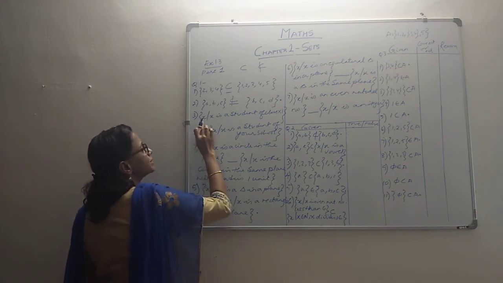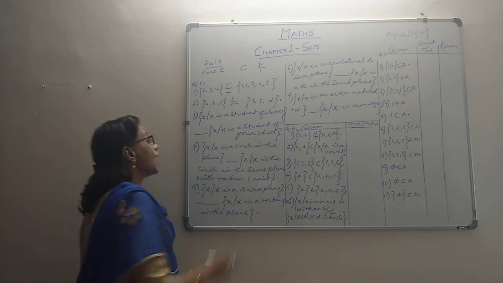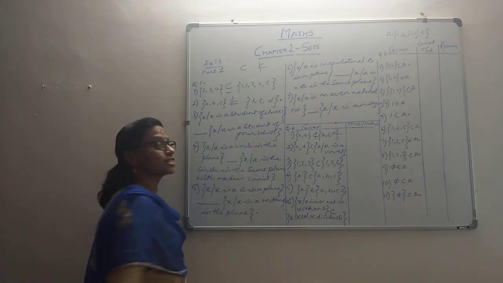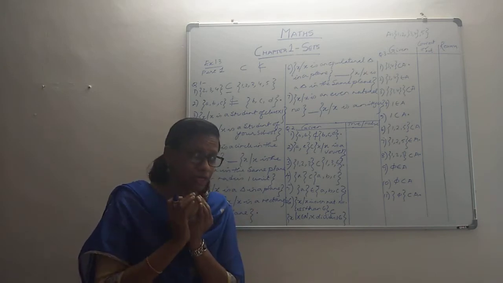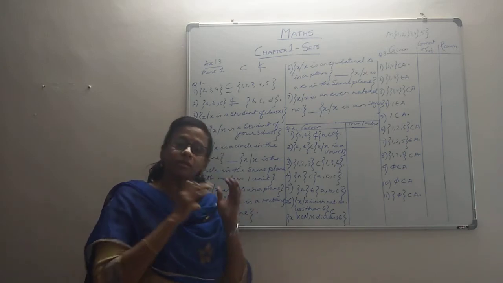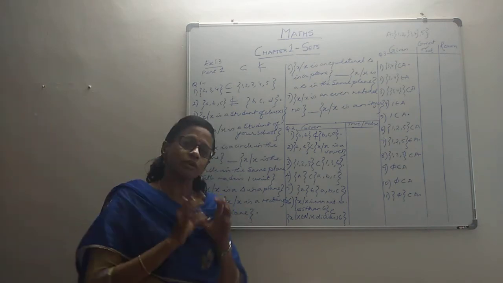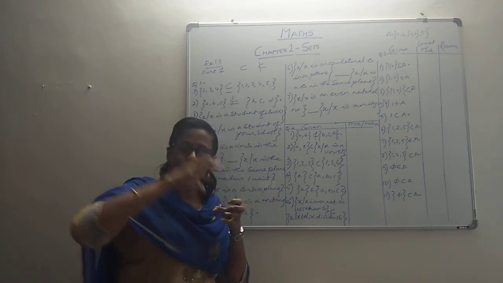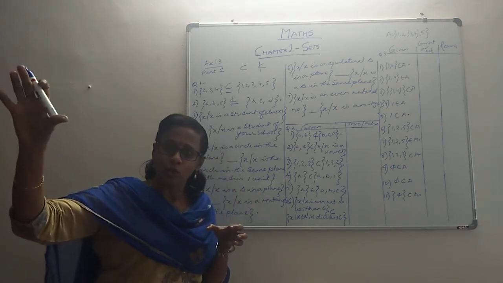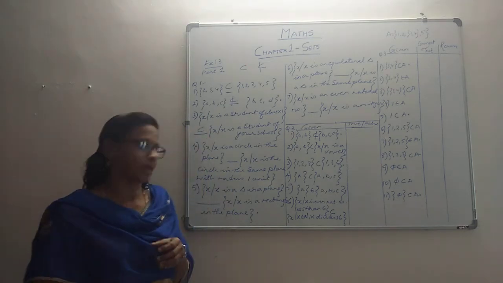Then we have the set of all x such that x is a student of class 11 and the set of all x such that x is a student of your school. School is a bigger thing and class 11 is a small thing. So a student from class 11 is definitely a student of the school. The class 11 set is a smaller set compared to the whole school, so automatically it is a subset. This is the symbol which is going to come.